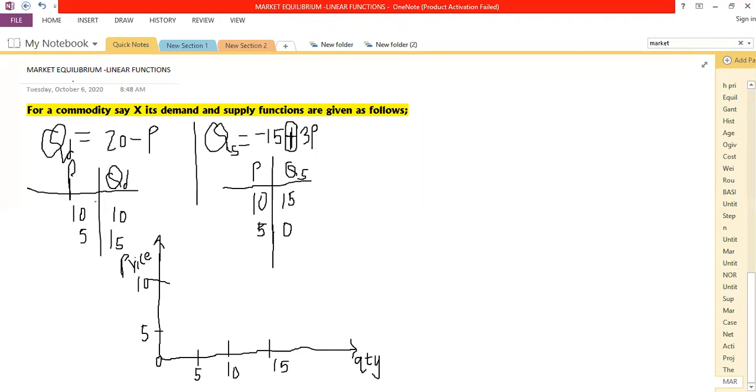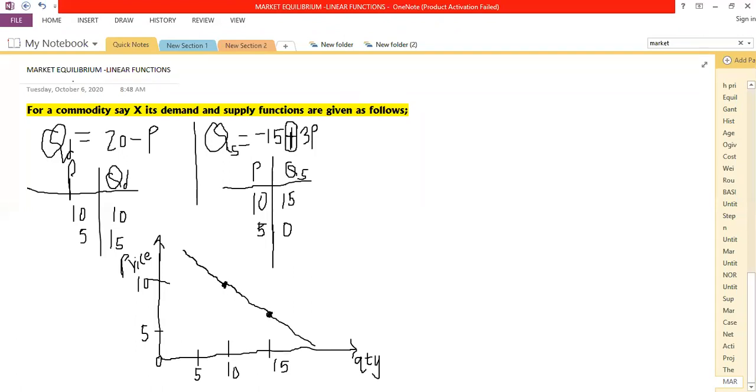So at a price of shillings 10, we have 10 units here, when you substitute 10 for P in our first equation. At the price of shillings 5, we have 15 units. Two points are enough to draw a straight line. Remember, this is a linear function. You're using a ruler to join your points. Mine may not be an exact straight line, but you can see it's not so far away from a straight line.